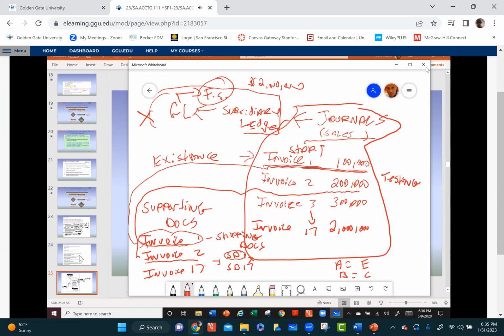Okay. So now notice I find this shipping document number 17 over here. Shipping document 17. I find, and now I'm going to start over here. So I start over here and I find shipping document 17. I find invoice 17. I go back to the financial statement and I find invoice number 17. So now I just supported what?